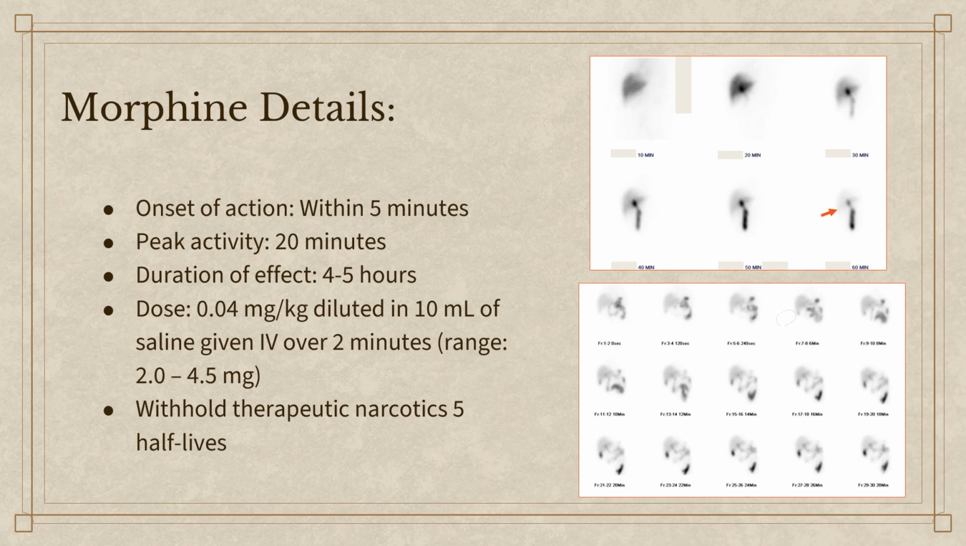Here are the specific details for morphine. Following intravenous administration, the onset of action is within 5 minutes, with peak activity seen at 20 minutes. The significant effects can last 4 to 5 hours. The standard dose is 0.04 milligrams per kilogram, diluted in 10 mL of saline and given slowly over 2 minutes. The dose range is 2 to 4 milligrams. Do you know what happens if you administer morphine quickly? Some patients vomit copiously. Therapeutic doses of narcotic analgesics should be discontinued for 5 half-lives to avoid interference with the hepatobiliary scan.